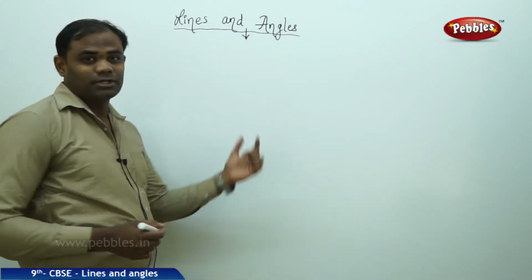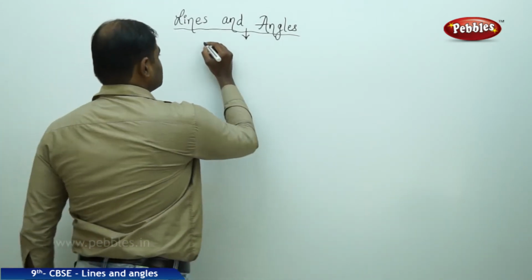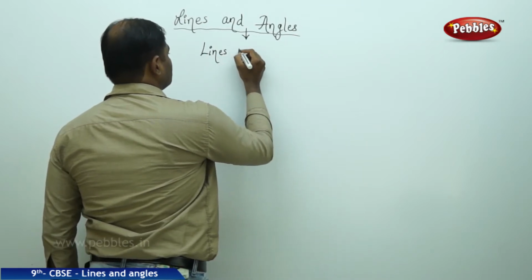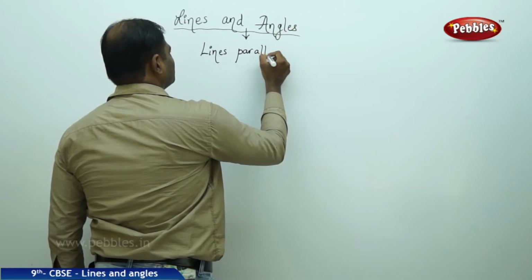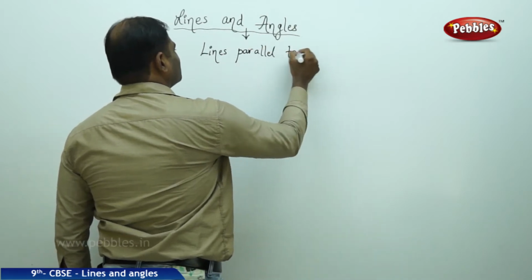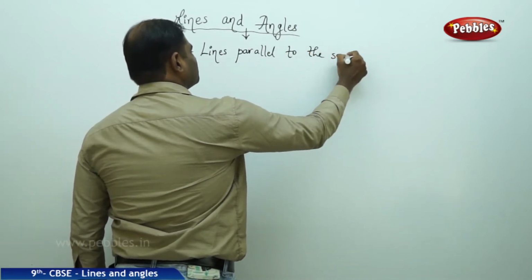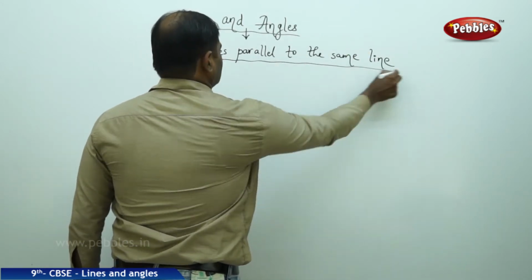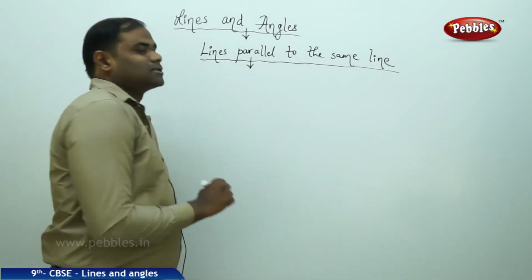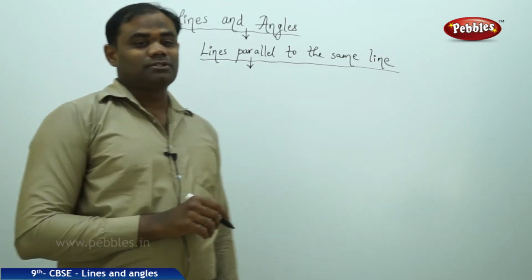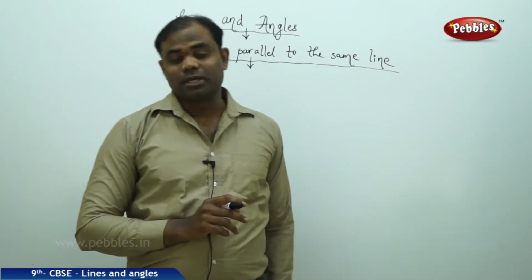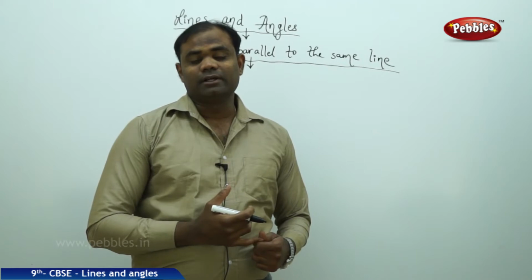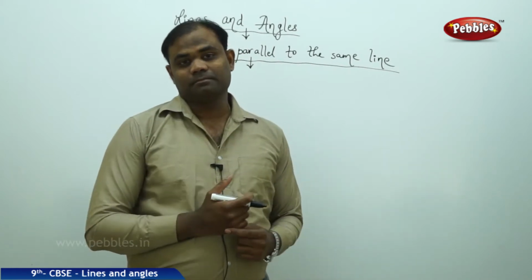So today's session is about the lines which are parallel to the same line. Today's session is about the property which relates to the lines which are parallel to the same common line. Let's see how the two lines are connected if they are parallel to the same line.